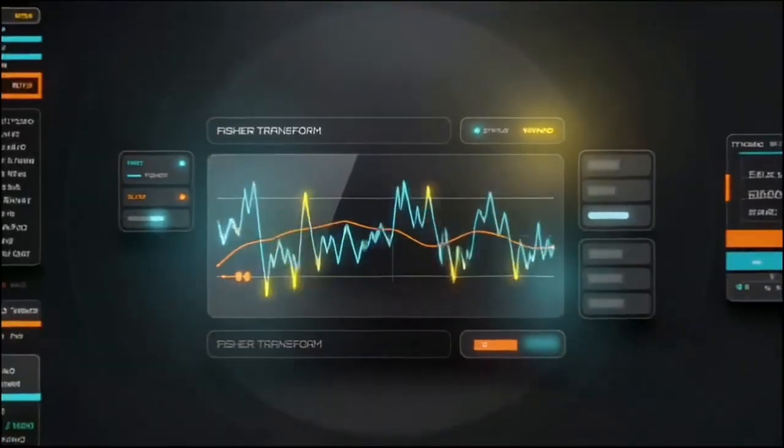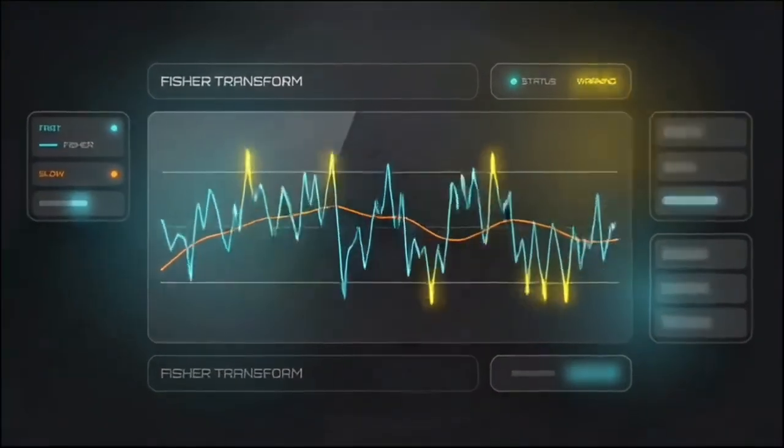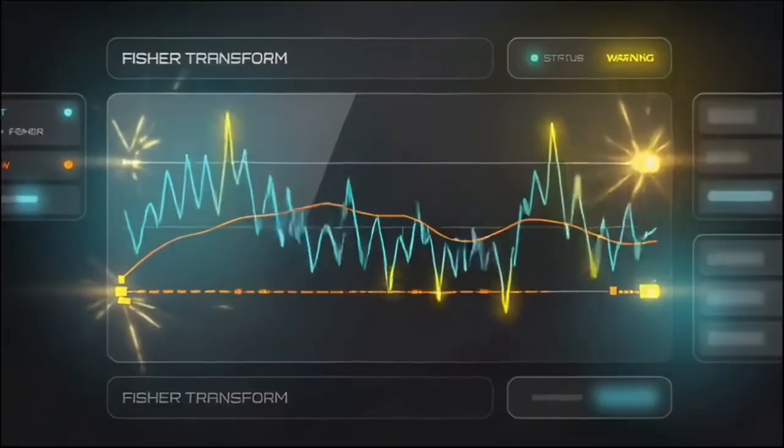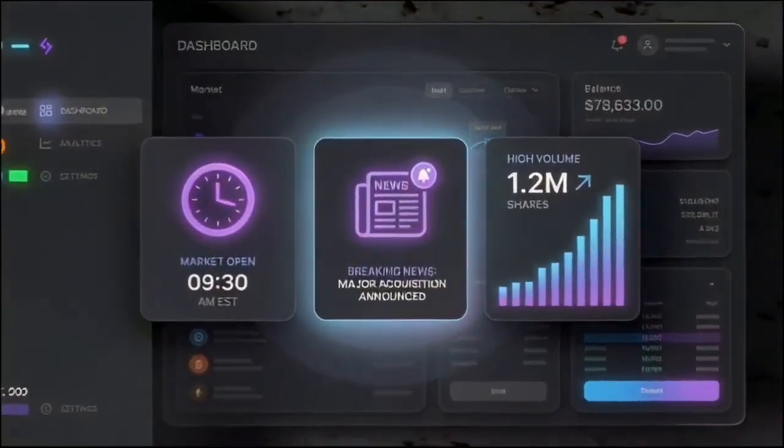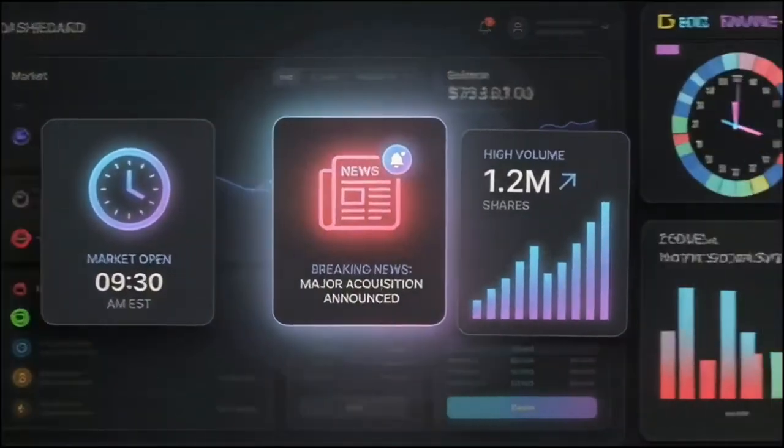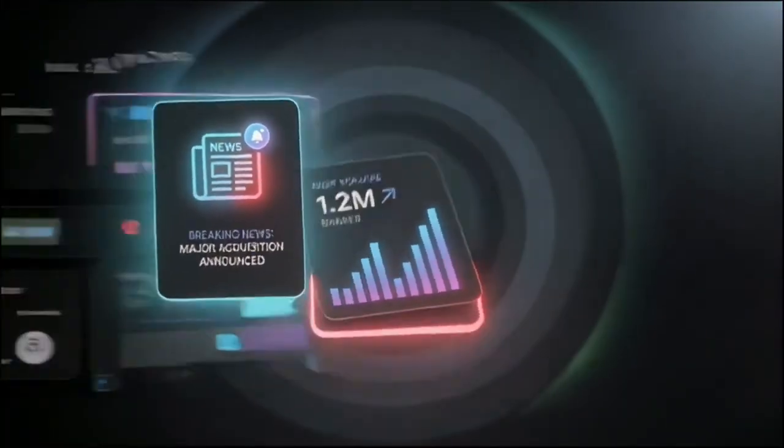The cost is sensitivity. At length 5, minor wobbles can print as false spikes, so the faster setting belongs in fast markets, the open, major news, high-volume sessions, and nowhere else.